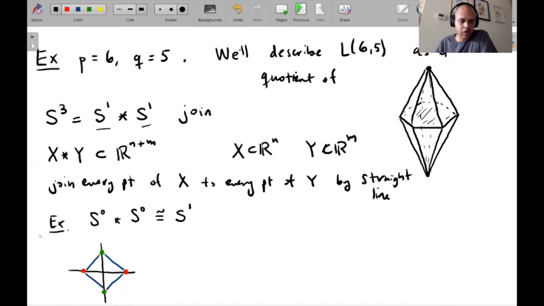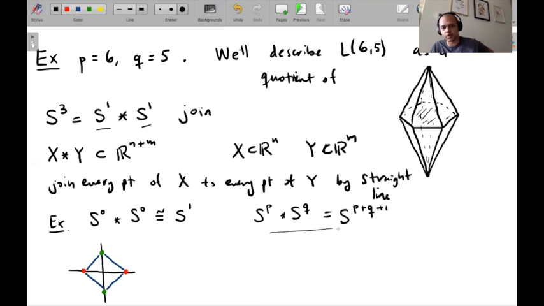In fact, these two examples fall into a general pattern: if you take a P-sphere and a Q-sphere and you join them, then you get another sphere of dimension P plus Q plus 1. I'm not going to prove this statement or this more general one, but there's this description of the three-sphere as a join.